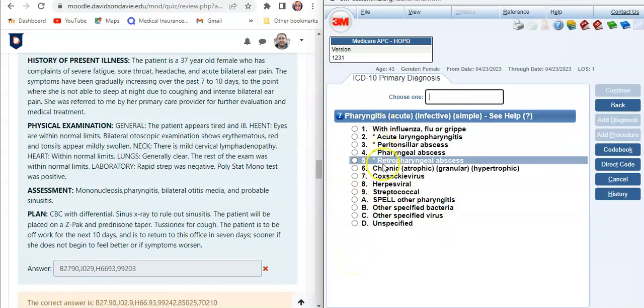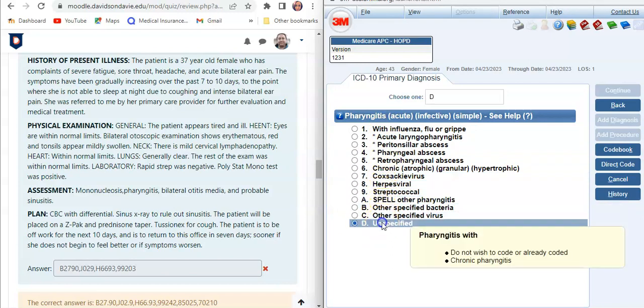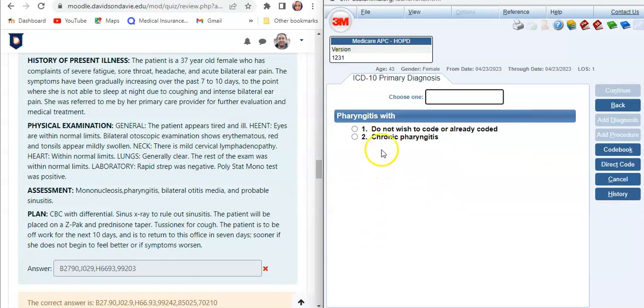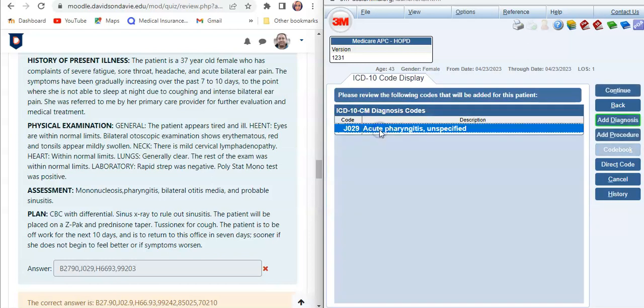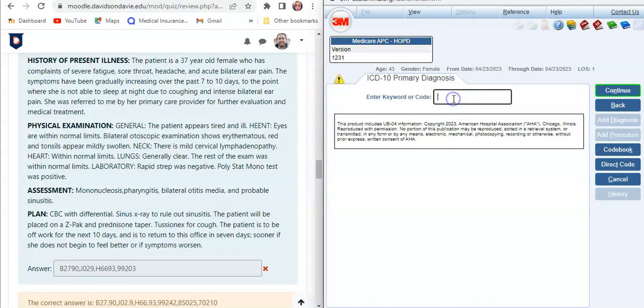It doesn't specify anything else, so it's unspecified. Is it chronic? Oh, it doesn't say that, so we don't want to chart anything that isn't actually there. Our next code is J02.9. Put the point. And then we've got otitis media.